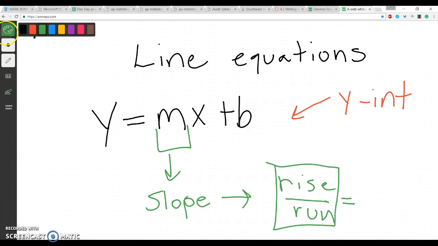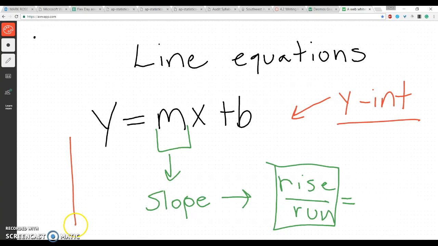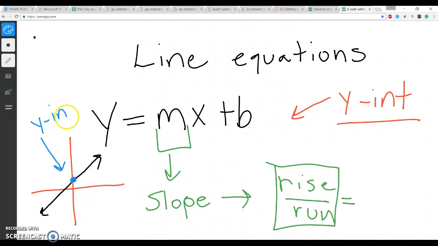And then we have the y-intercept. And the y-intercept is on a graph where it intercepts the y-axis. So if I had a line, the y-intercept for me would be right here, where the line crosses the y-axis. So that's my y-intercept in this case. And again, it kind of makes sense because y-axis, intercept, meaning crossing. So there's my y-intercept.